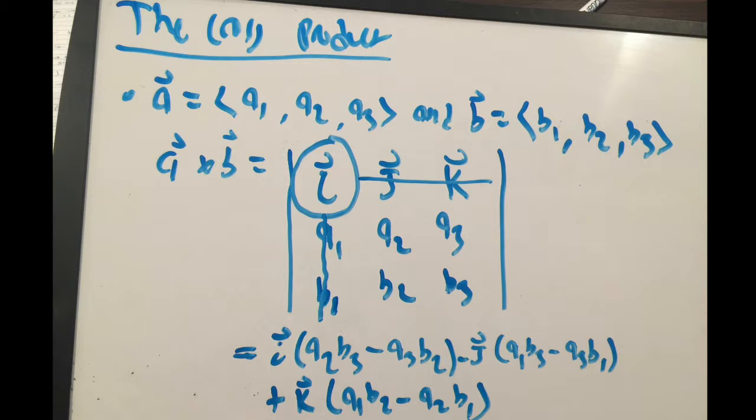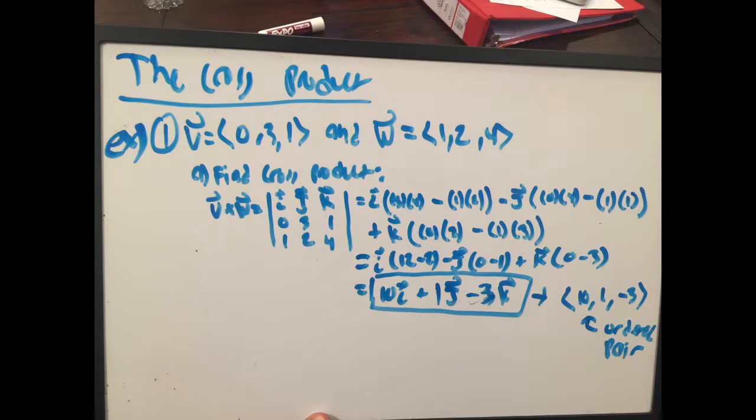So, here's how you find the cross product. If vector A equals A1, A2, A3, and vector B equals B1, B2, B3, then vector A cross vector B will equal the determinant of this matrix.